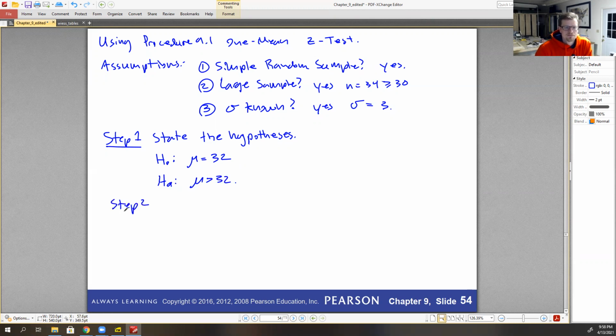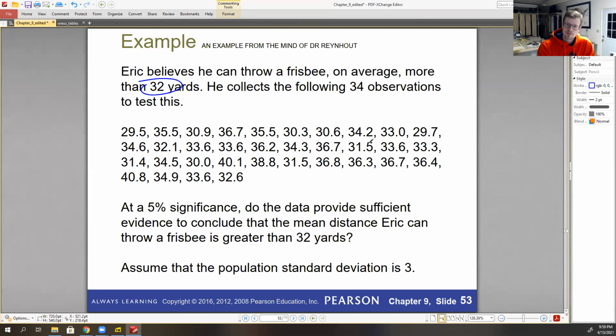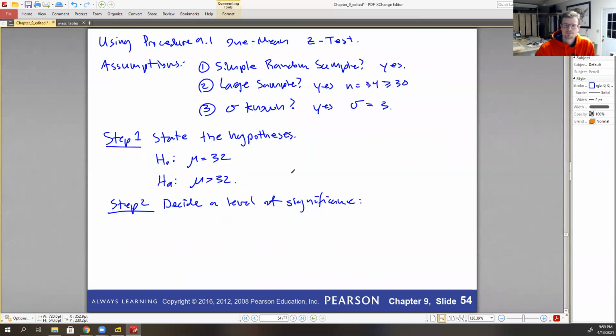Step 2 is to decide a level of significance. When we decide a level of significance, sometimes we decide it for ourselves, such as in a statistical project. But in this case, it's given to us. If we refer back one more time, we're working with 5% significance. So alpha is equal to 0.05.